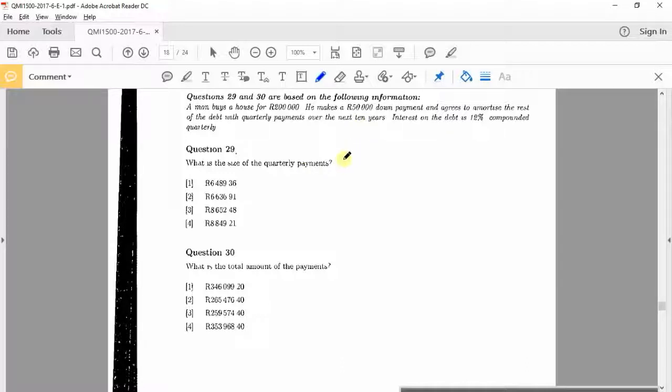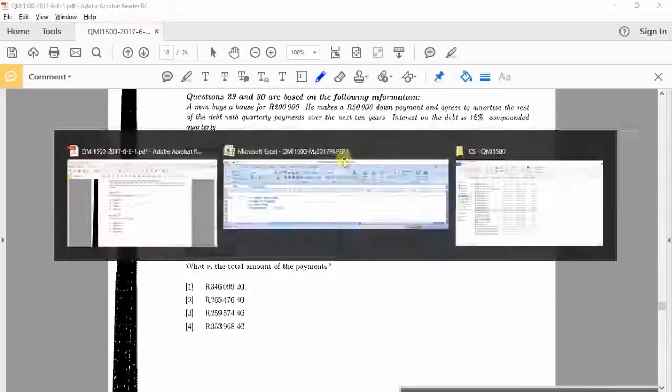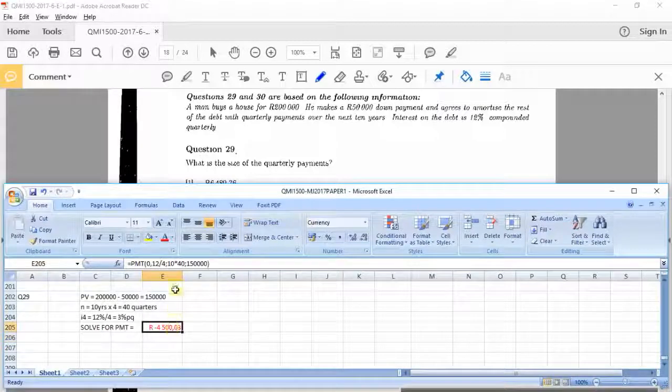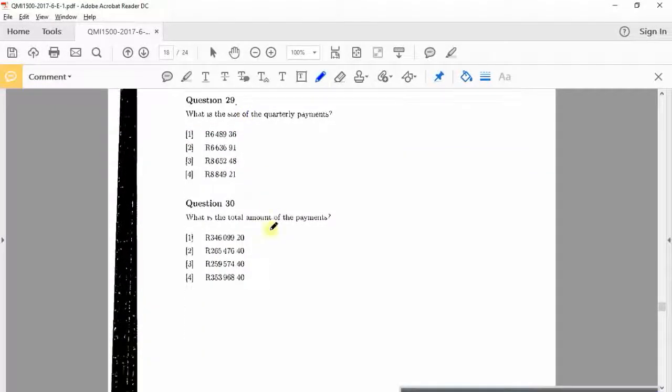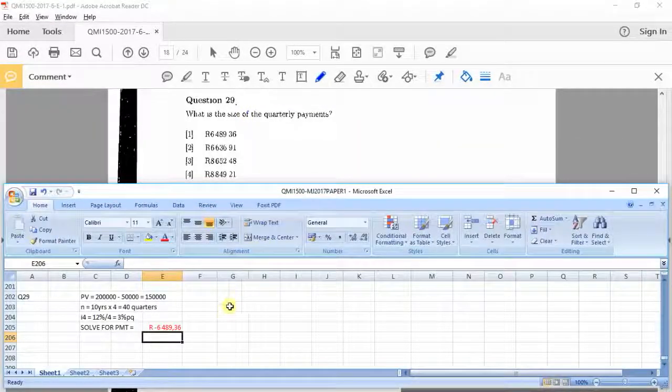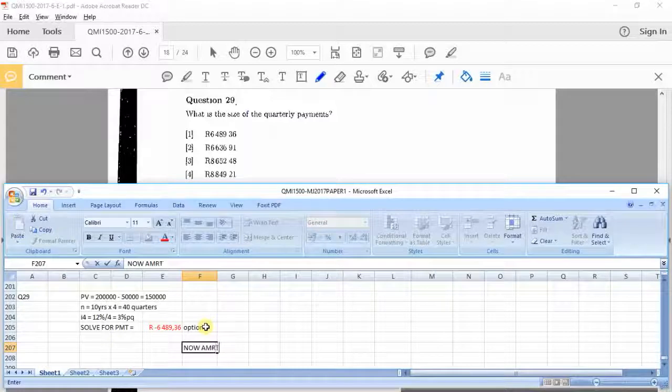A man buys a house. He makes a 50,000 rand down payment and agrees to pay off the loan with quarterly payments over the next 10 years. That's 40. Unless I made a mistake here. Let's put a bracket here maybe. 12% compounded quarterly. 12 divided by 4. 10 times, oh, 10 times 4. There's the mistake. Take away that. That's better. Okay, I inserted it wrong. 6489.36, option 1.